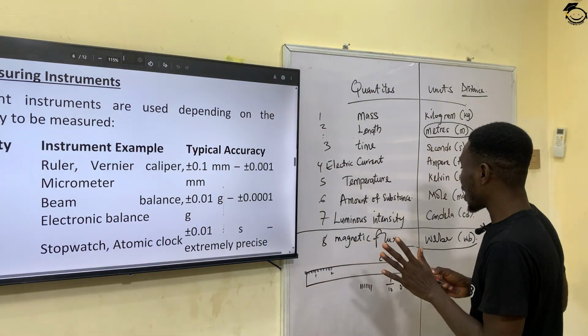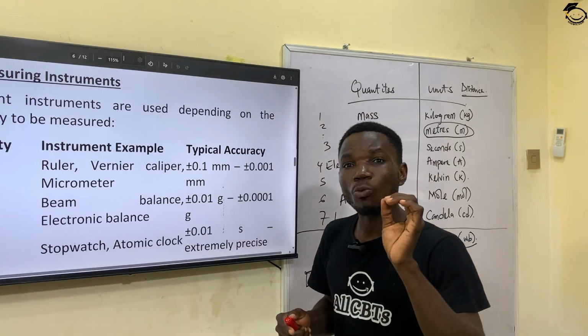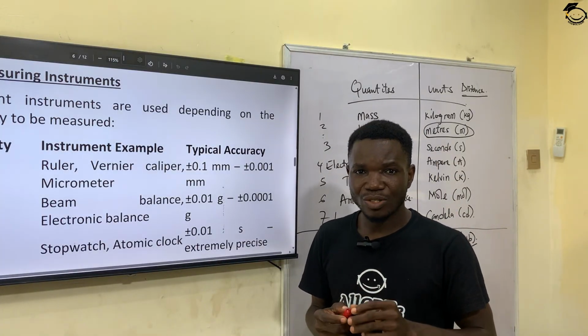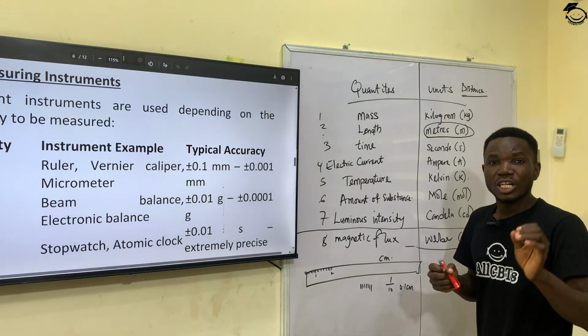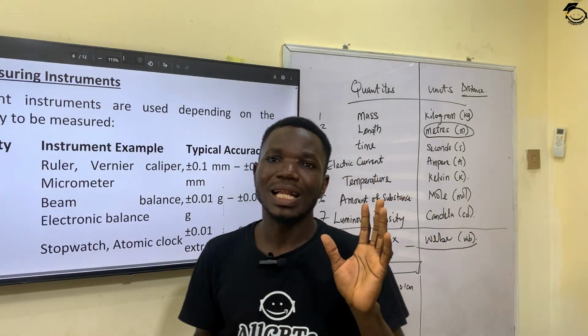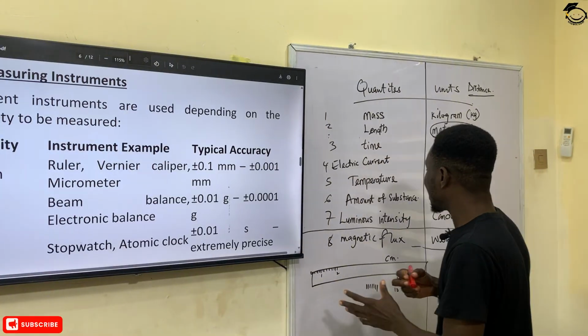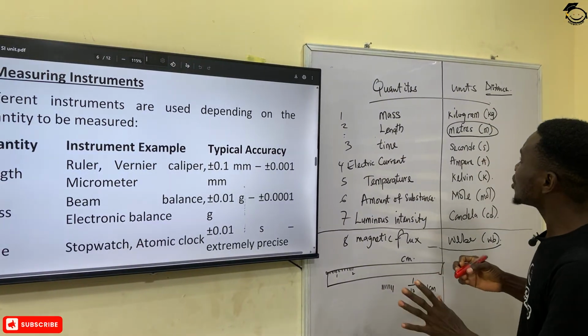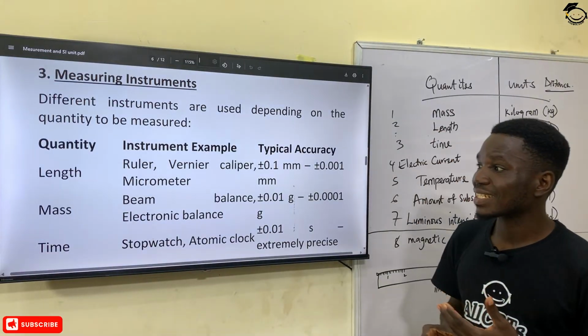So your vernier caliper can measure up to what? 0.01 millimeter. So 0.1 millimeter, that's what your vernier caliper can measure. But the micrometer screw gauge can measure up to 0.001 millimeters. So all of these are what? Talking about what? The instruments that we use for measuring length. We also have other instruments for measuring mass.